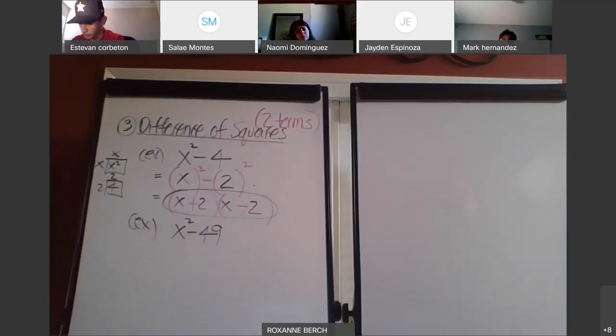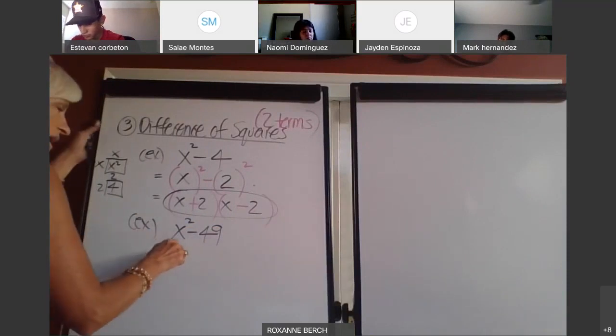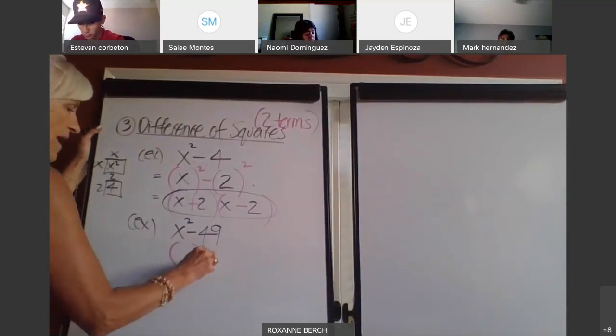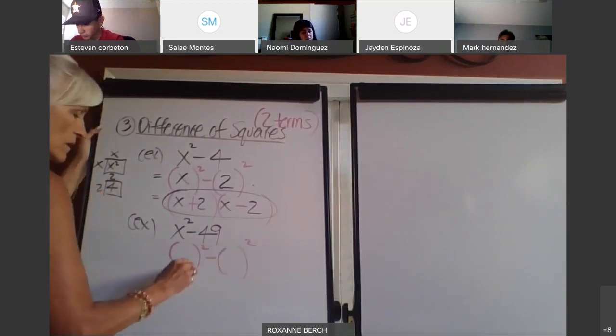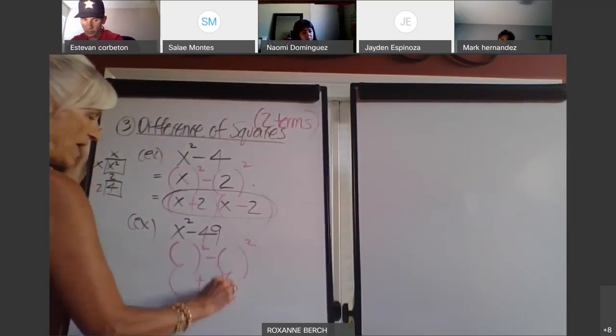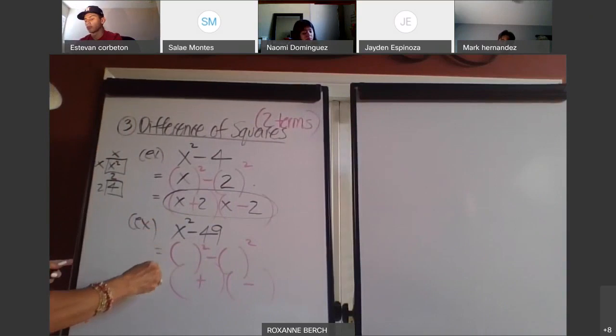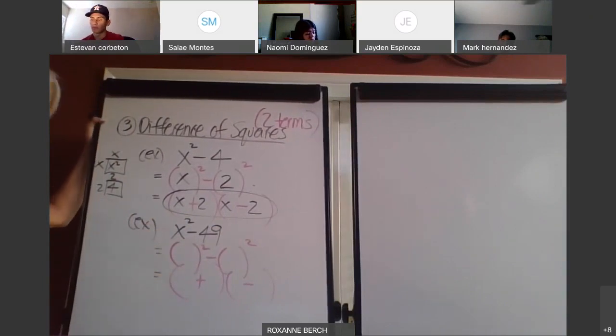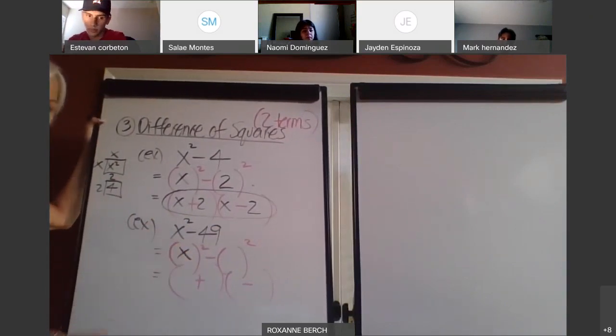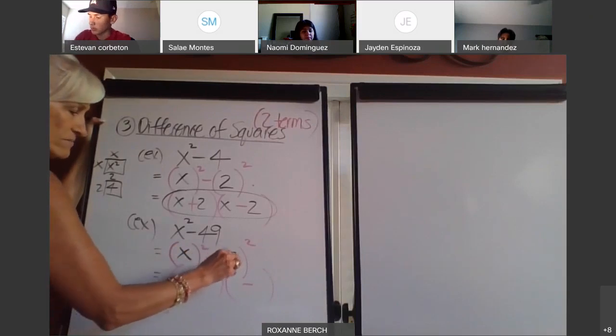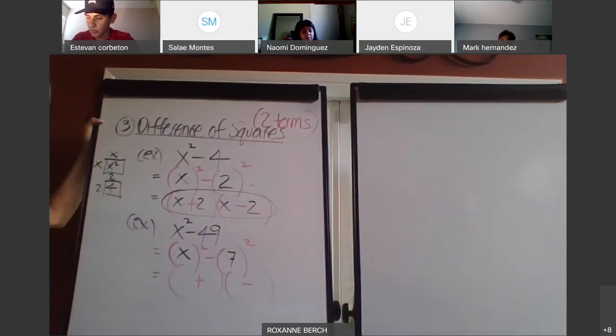So remember, you do a GCF, you can't. This looks like the difference of 2 squares, and if it is, you're going to write it as the difference of 2 squares, which is the product of a sum and a difference. So what do you get? x and 7. So guess what your answer is?